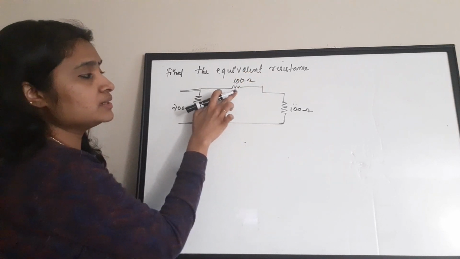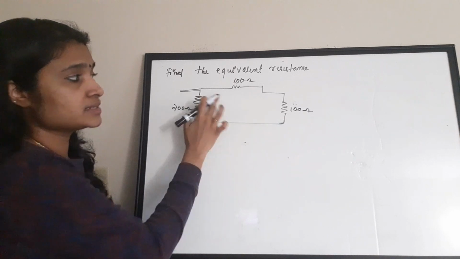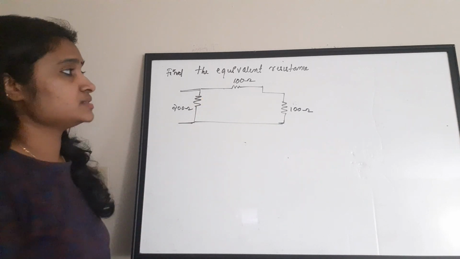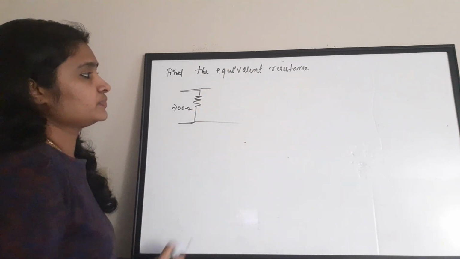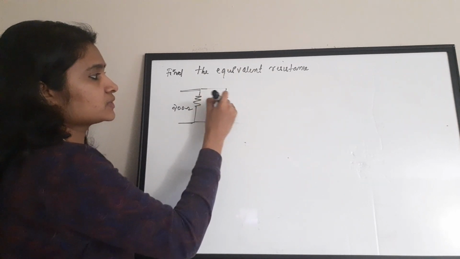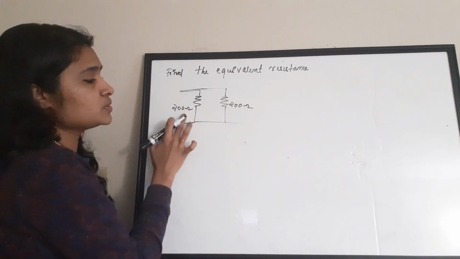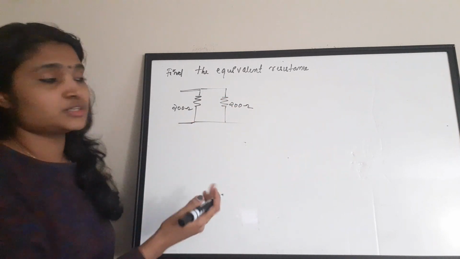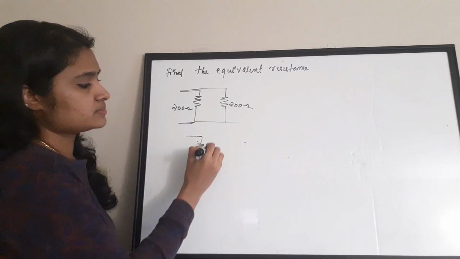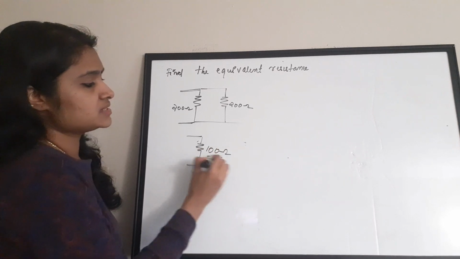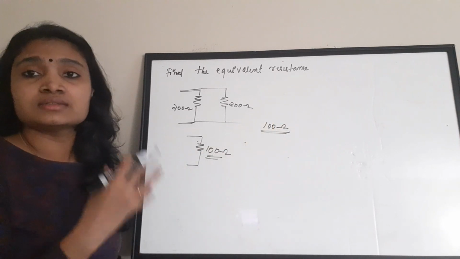Here there is a 100 ohm and another 100 ohm connected here, and they are connected in series. So in total it will be 100 plus 100 is equal to 200 ohm. Then 200 and 200 are connected in parallel, so the equivalent is again 100 ohm. So the answer for this question is 100 ohm, the equivalent of this circuit.